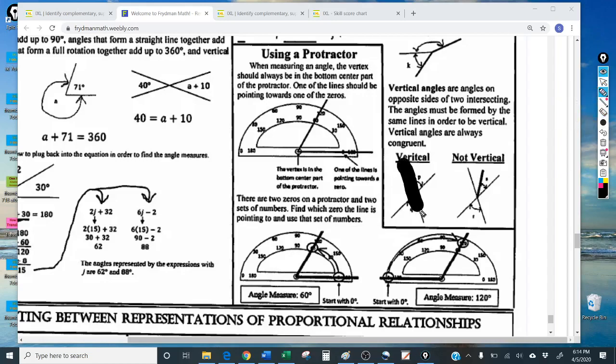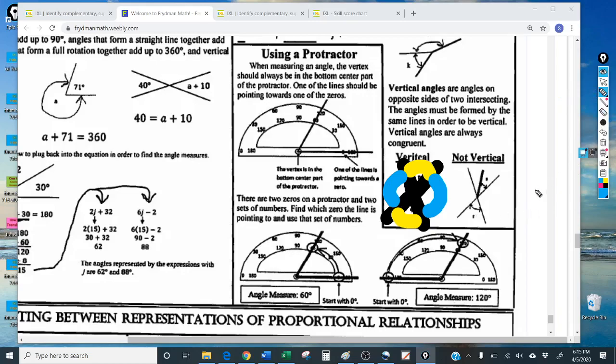This line and this line here intersect, and they create four angles. The angles which are vertical to each other are the angles on opposite sides. For example, this angle and this angle would be vertical to each other, and this angle and this angle would be vertical to each other. Okay?